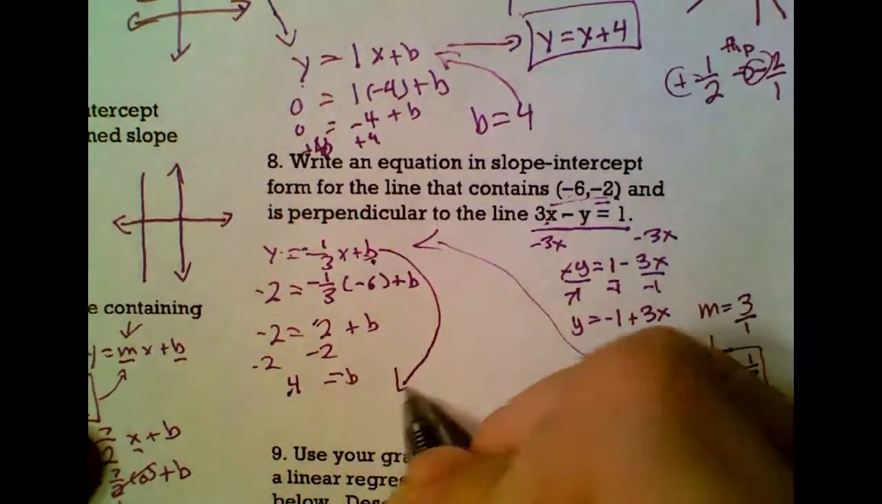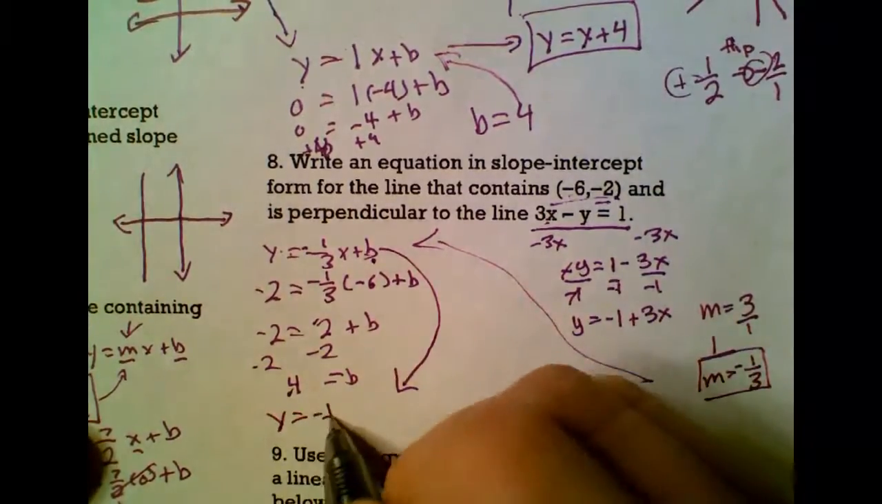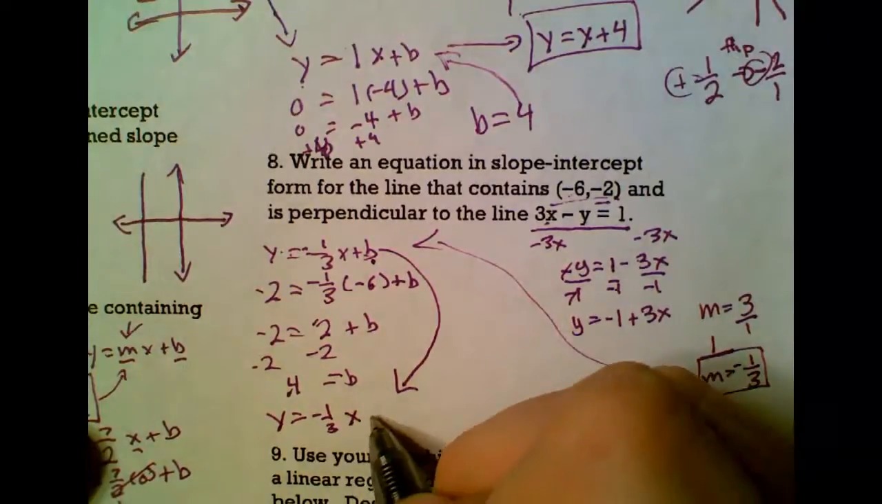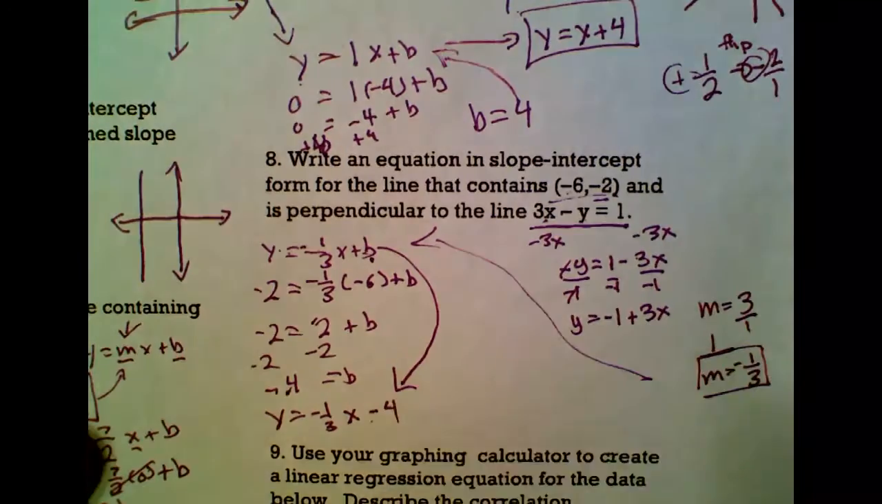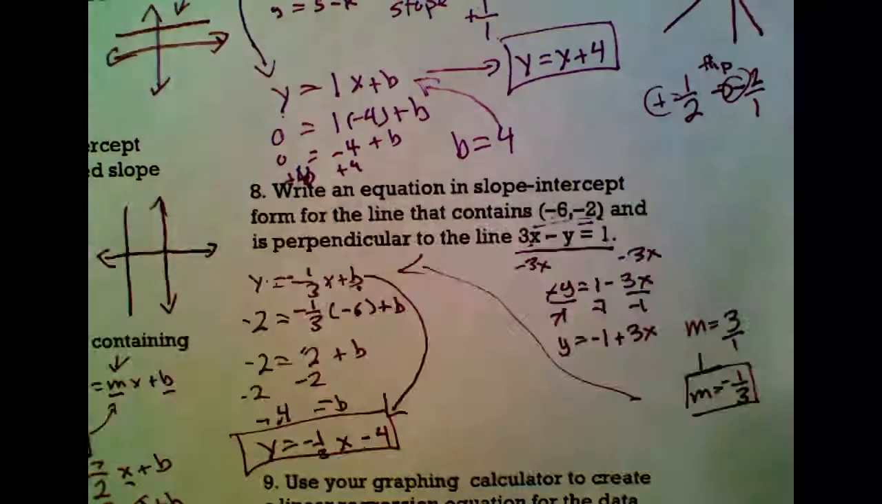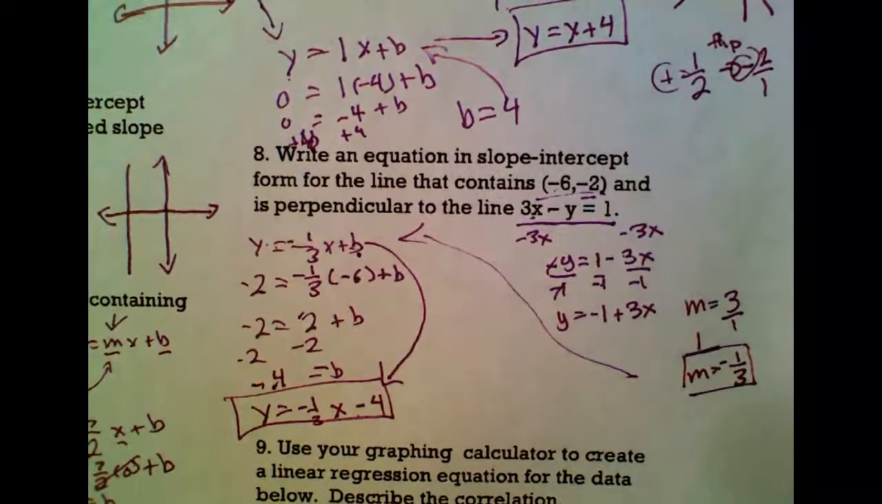So if I bring that down here, we got y is equal to -1/3 x minus 4. Sorry, minus 4. And there's your equation. And number 8, done. Okay.